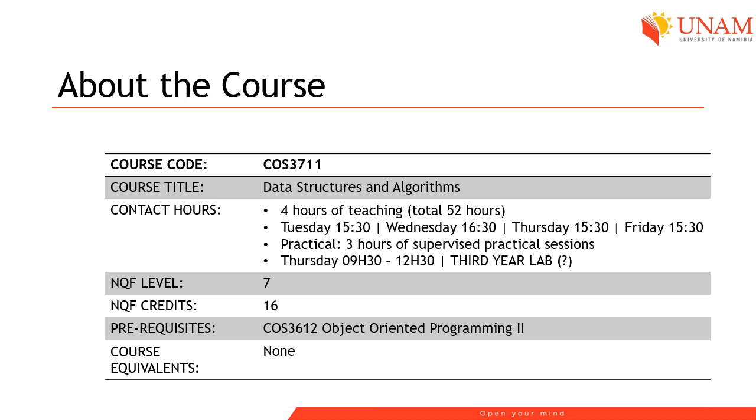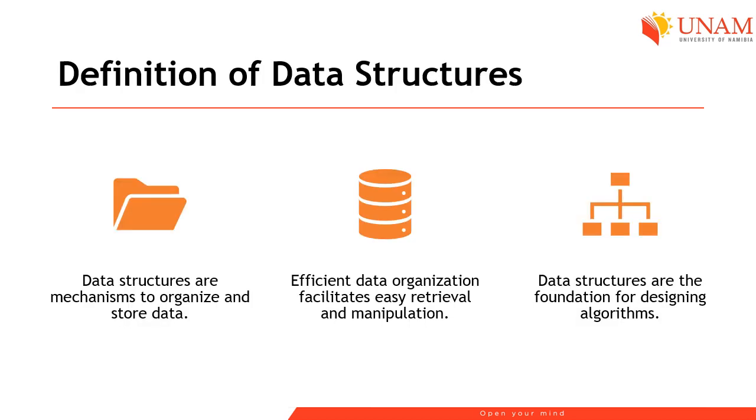We'll also have a 3-hour supervised practical session every week, which is proposed for Thursday 9:30 to 12:30 in the third year lab. The course has 16 credits. It's a third year course, so NQF level 7, and you must have passed object-oriented programming 2 before you register for this course. So how are we defining data structures?